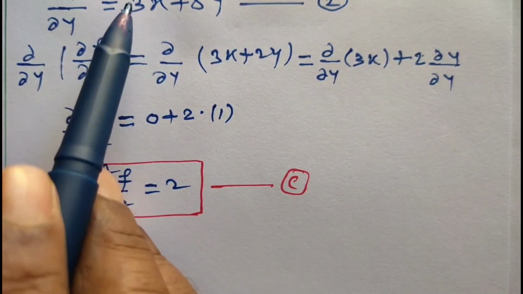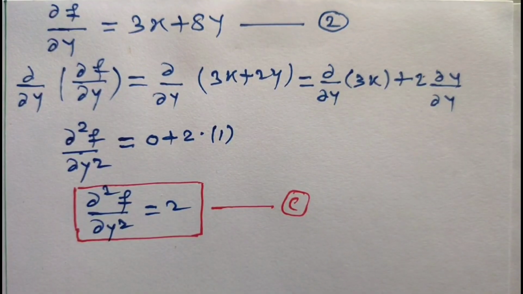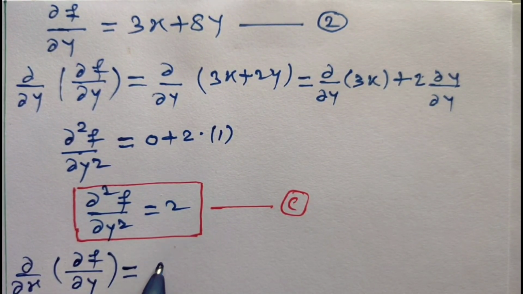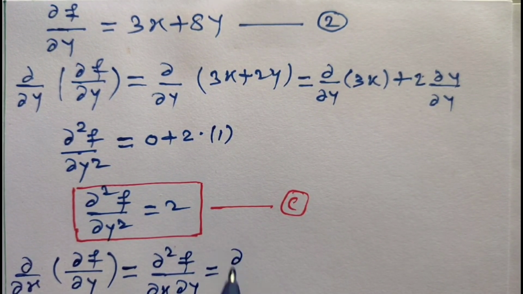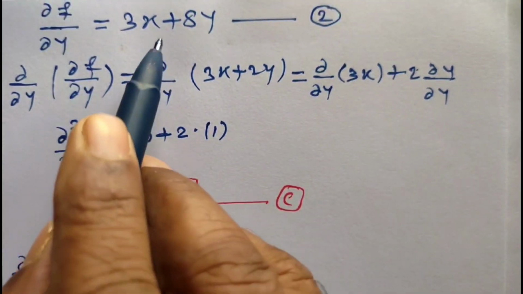So now partially differentiate result 2 with respect to x, that is partial derivative with respect to x of dou f by dou y, and which is equal to what? This is dou 2f by dou x dou y, and this is equal to partial derivative with respect to x of the right hand side, and what is the right hand side?